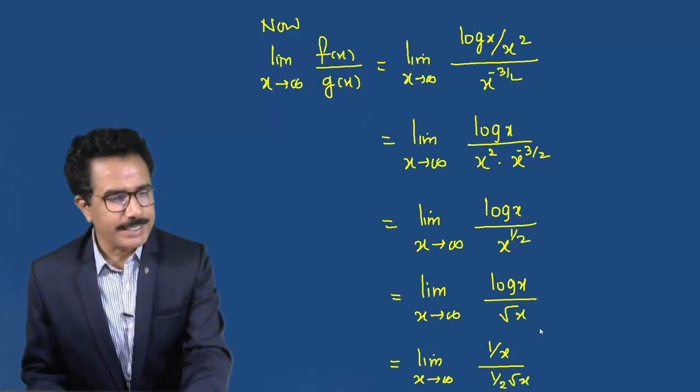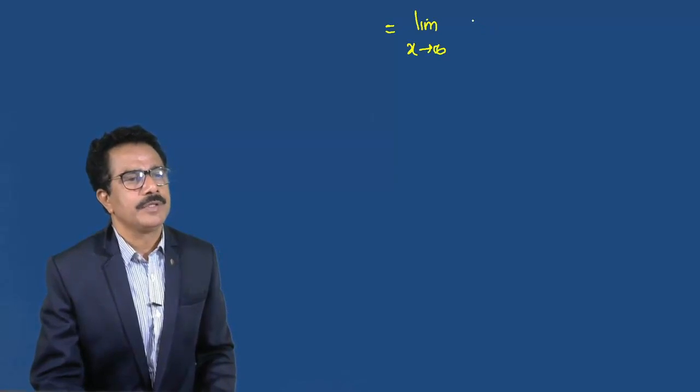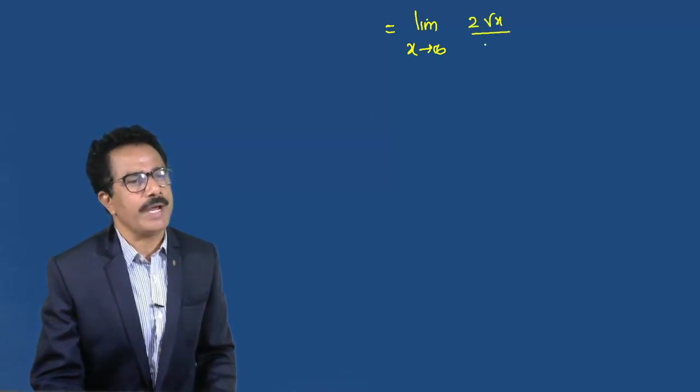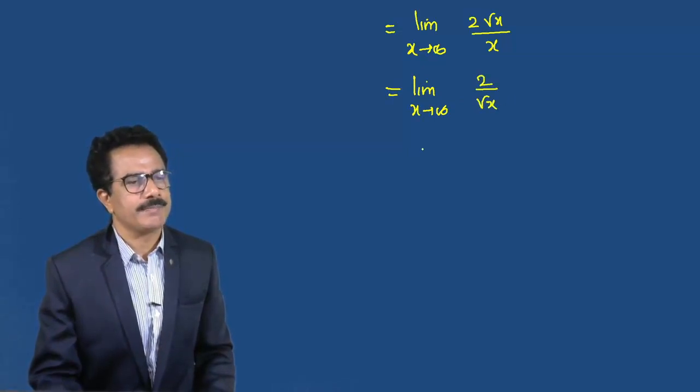So we can write this as a limit x tends to infinity 2 root x divided by x, that can be written as a limit x tends to infinity 2 divided by root x.